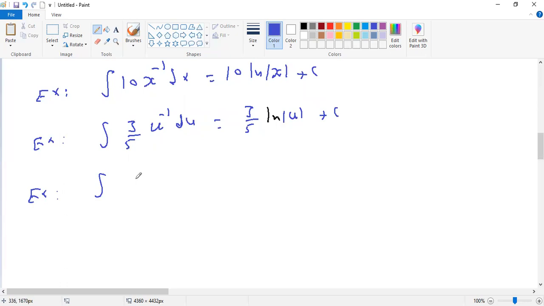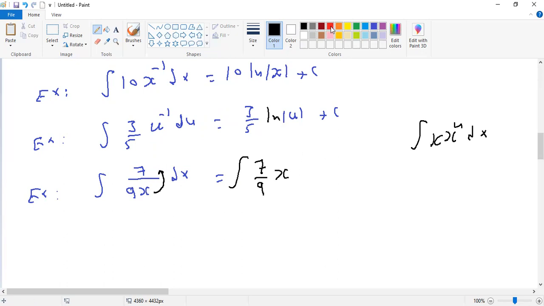Let us say, for example, I have the integral of 7 over 9x dx. What is the answer of this one? First, what is the k? K is 7 over 9, the constant. And what about x? The rule is k x to the n dx. But this one is over x, so we have to write the x up. If we write it up, it will be x to the power -1 dx.